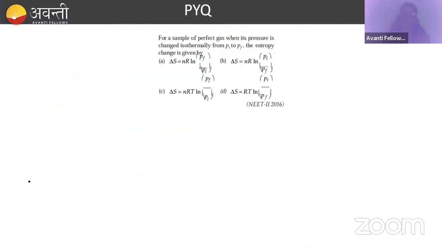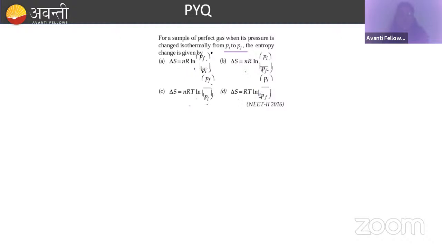Next, for a sample of perfect gas, when its pressure is changed isothermally from initial pressure to final pressure, the entropy change is given by. So there are 4 equations given here, right? So what will be the correct answer here? Okay, so here Pf by Pi is given, Pi by Pf is given, Pi by Pf is given, Pf by Pi is given, with nR ln, nRT ln, nR ln, nRT ln.